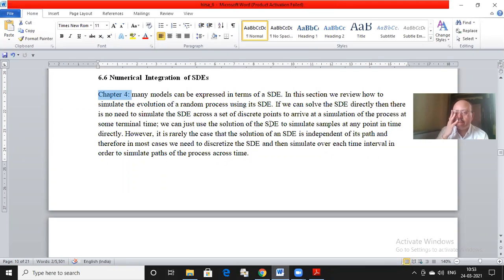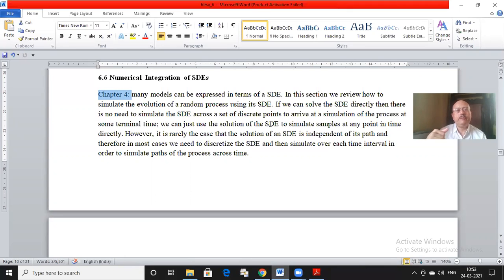But as we have already discussed, except for some really nice cases, it is rarely the situation that the solution of an SDE is independent of its path. And therefore, in most cases, we will not be able to solve it analytically. We have used some numerical approximation techniques earlier, but even those may become very complicated or maybe not even possible in some complicated derivative contract situations.